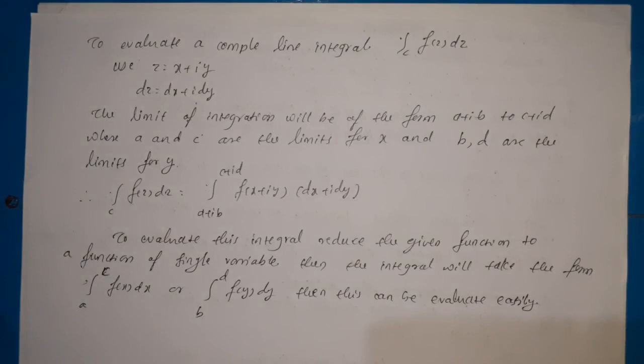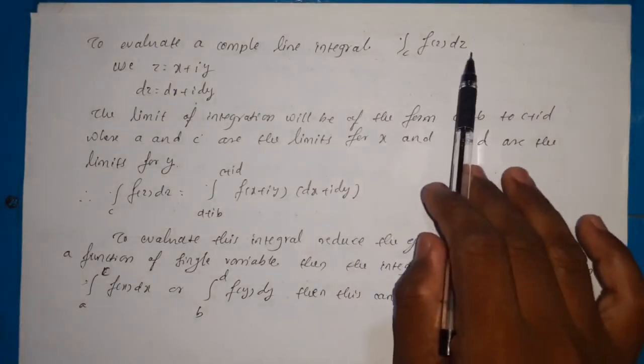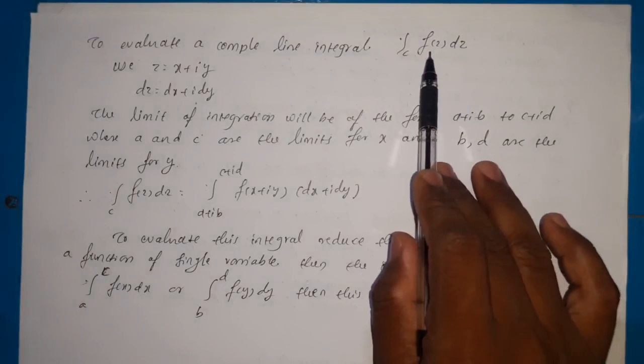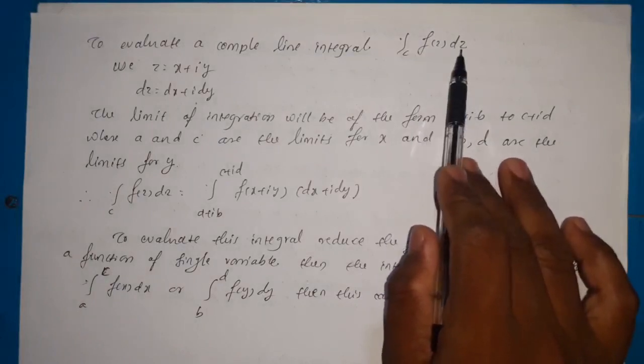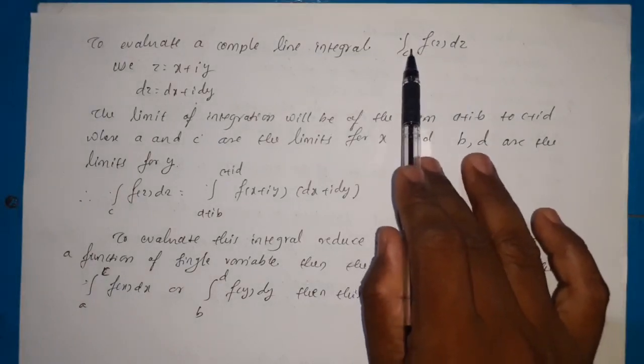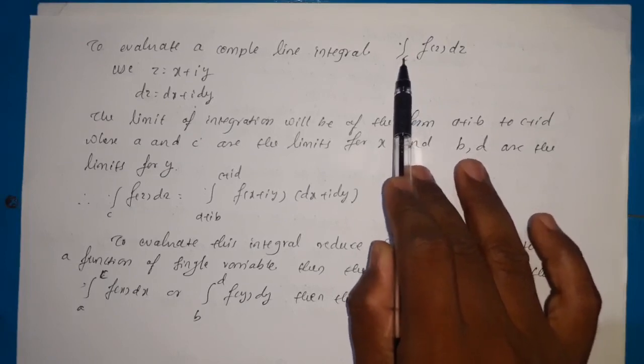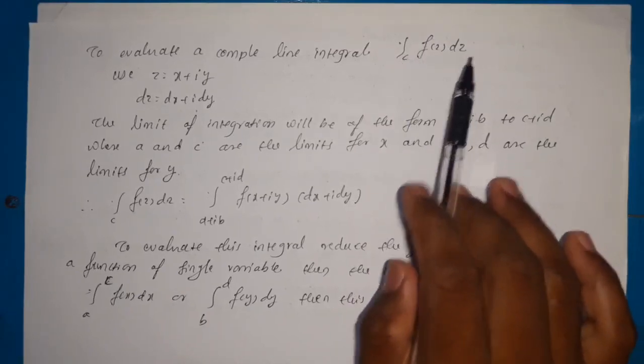And how to evaluate a complex line integral? So here the integral will be of the form integration over C f of z dz. They will give a function of z along with dz and they will give the curve C. So depending on this curve we are going to integrate the function.